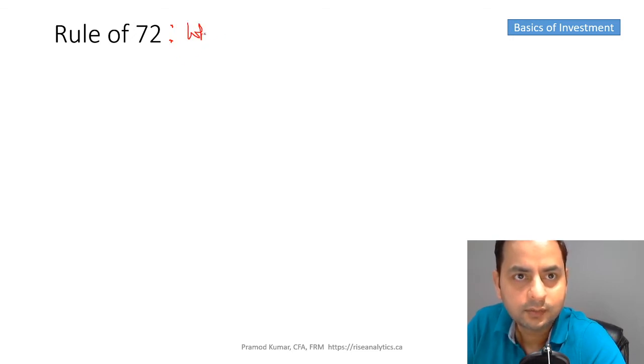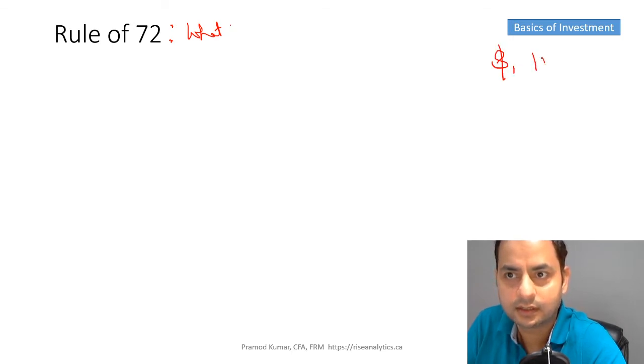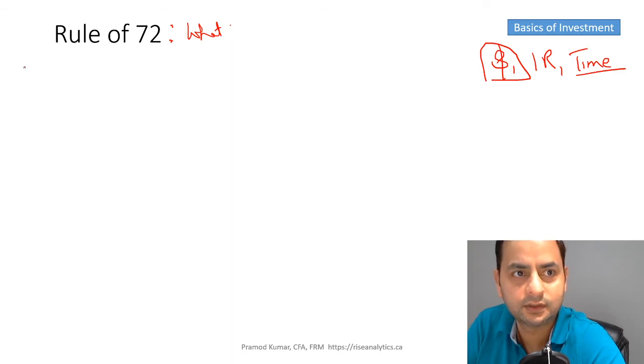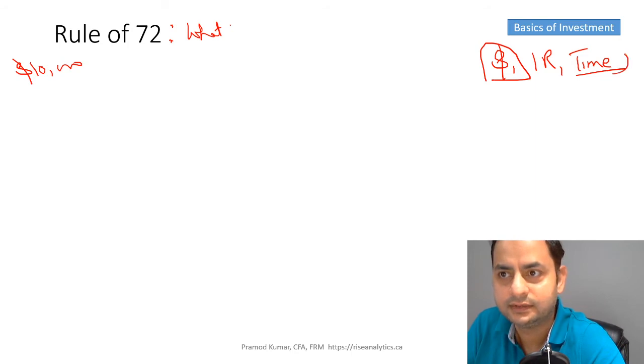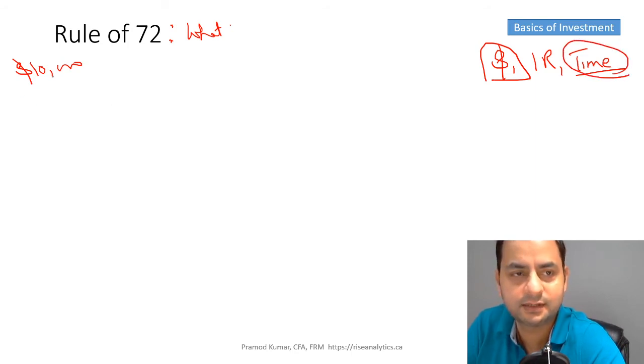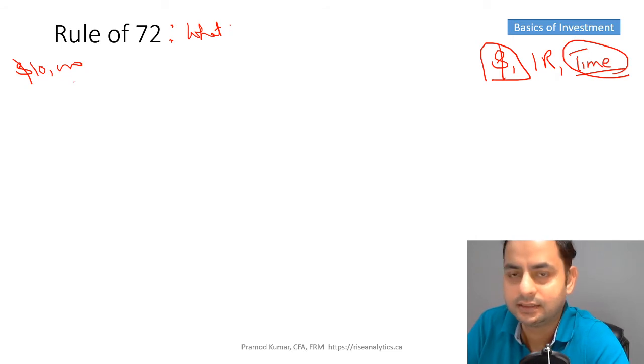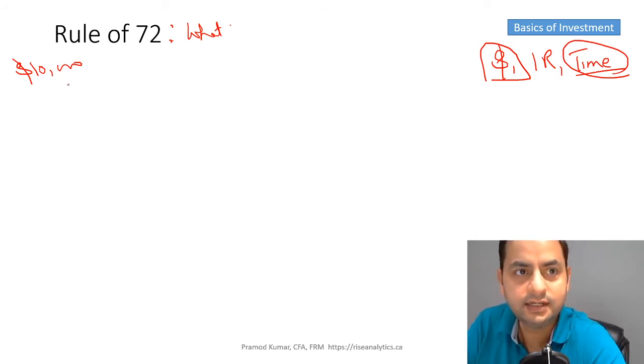Now my question is not about the time period. I have these three terms: dollar amount, IR, and the time. Let's say I know I have $10,000, and I have a given time. It could be retirement, student fees, or college fees. Let's say in 3 years my kids' fees need to become double.